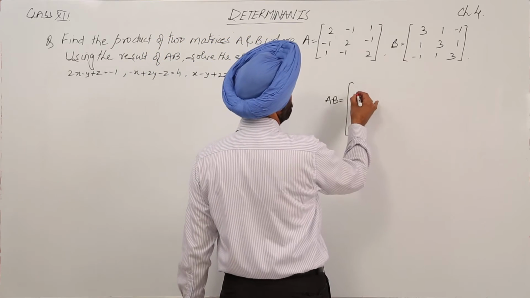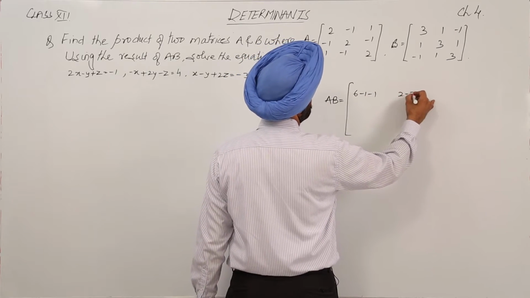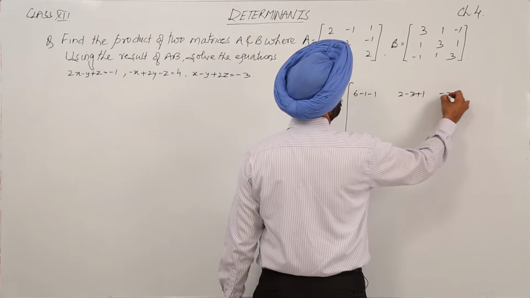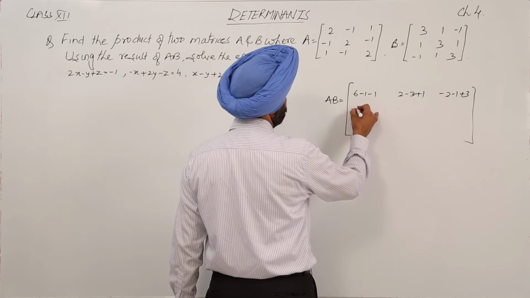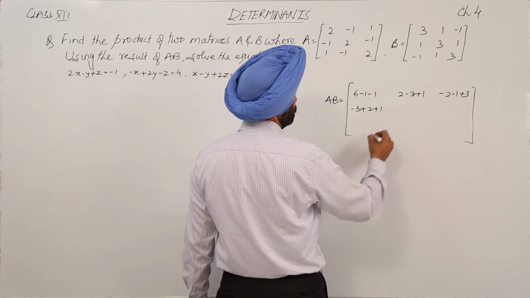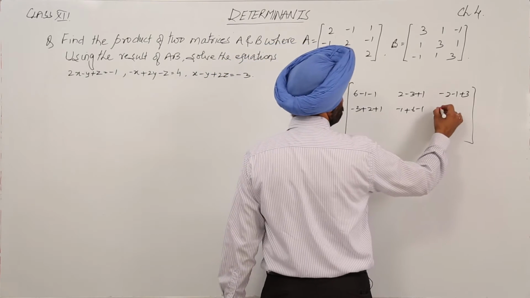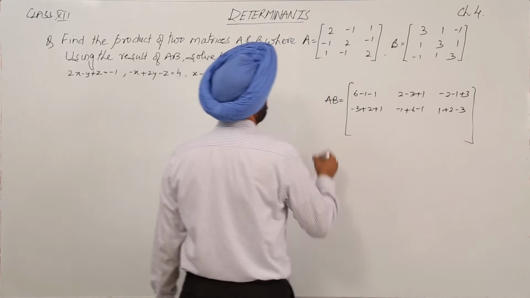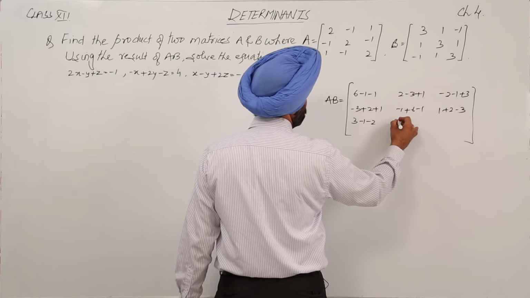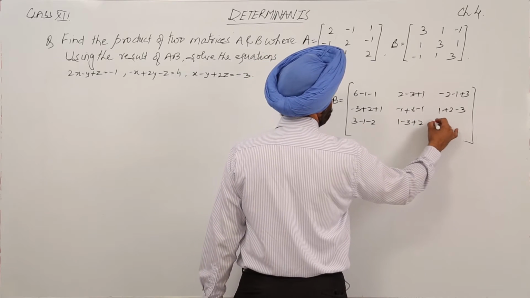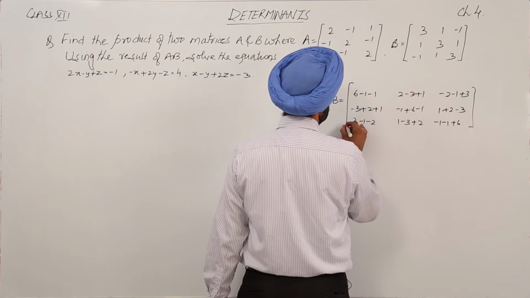Okay, so it is 2 with 3, now 6 minus 1 minus 1, then 2 minus 3 plus 1, then minus 2 minus 1 plus 3, then minus 3 plus 2 plus 1, then minus 1 plus 6 minus 1, and lastly 1 plus 2 minus 3. Then 1 with 3, we have 3 minus 1 minus 2, 1 minus 3 plus 2, and minus 1 plus 6. Okay, so now what does this become?